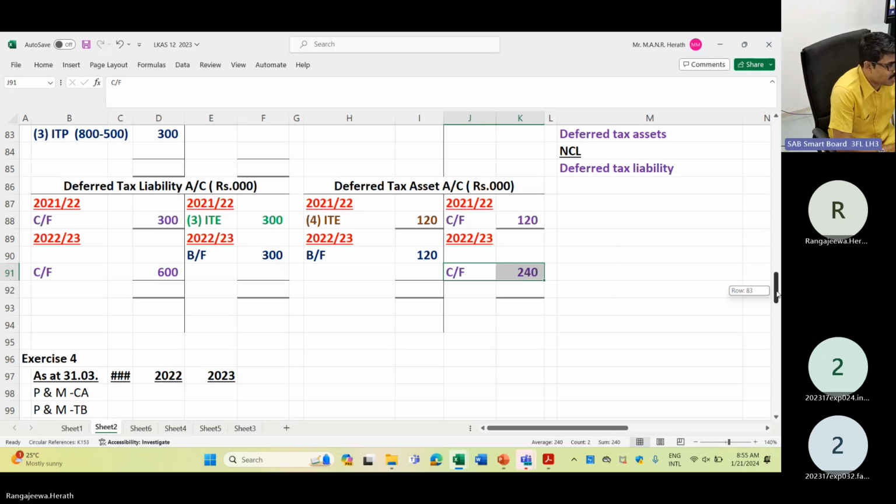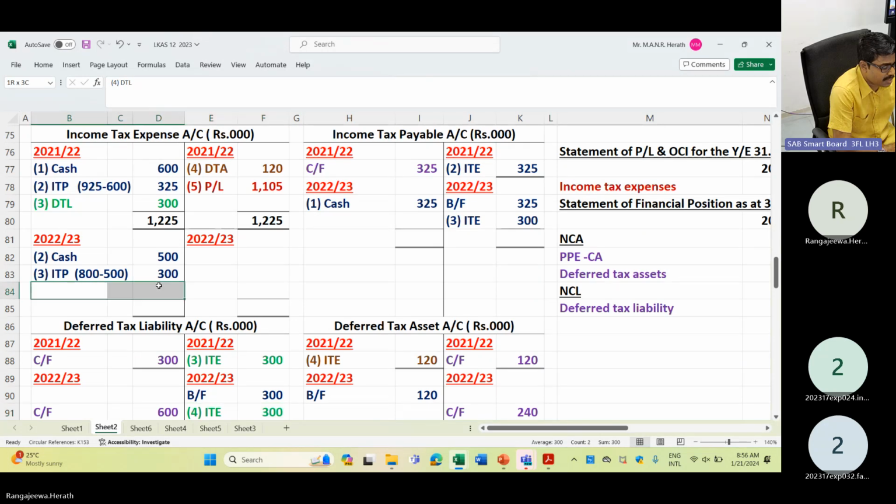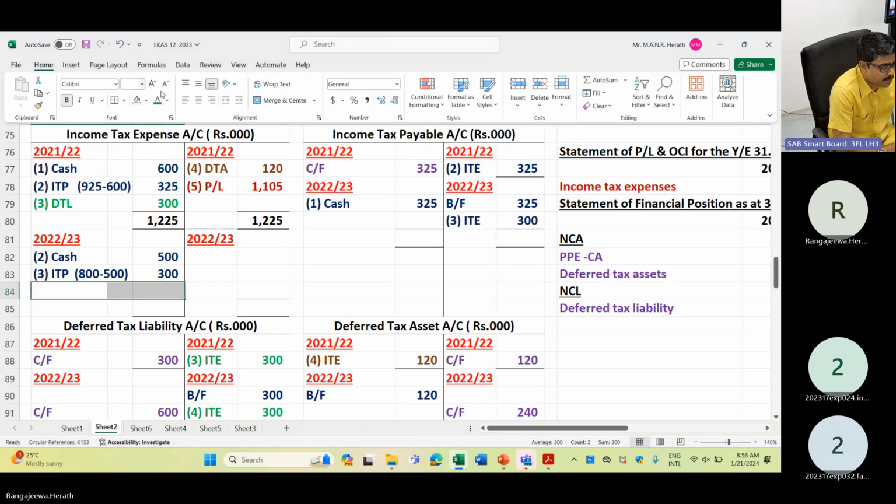So during the year, the newly created deferred tax liability is not 600, it is the 300 difference. First year no opening balance, so closing balance 300, created 300. Now 300 increased to 600, so there's a 300 deferred tax liability creation. Income tax expense debit, deferred tax liability credit.